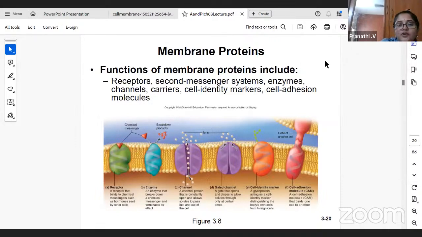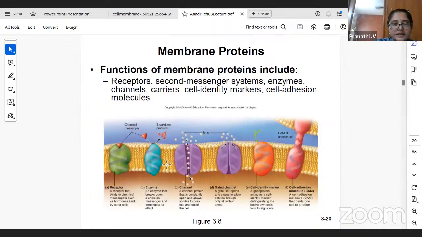And where are they going to help you? What is the function of all these proteins? Why are there so many proteins present? Like I told you, secondary messengers, that is the cell signaling pathway, they're going to help in that. So you have a receptor. What is a receptor going to do? There is a chemical messenger which comes in and binds to this receptor. Then this is going to send a message to the next part.